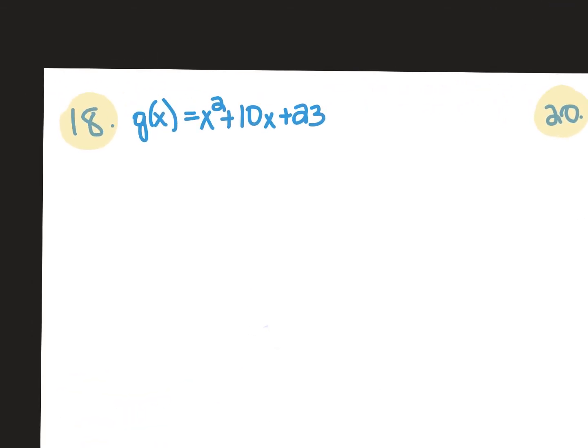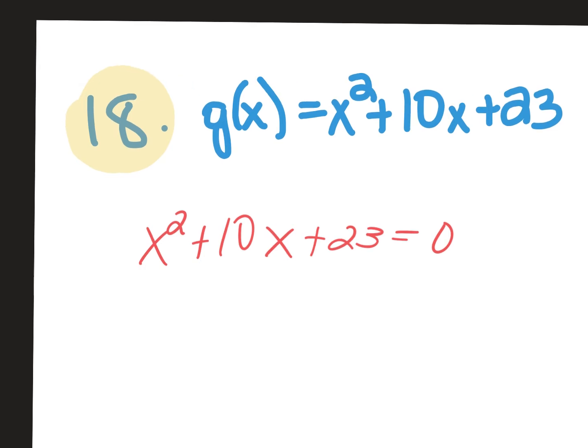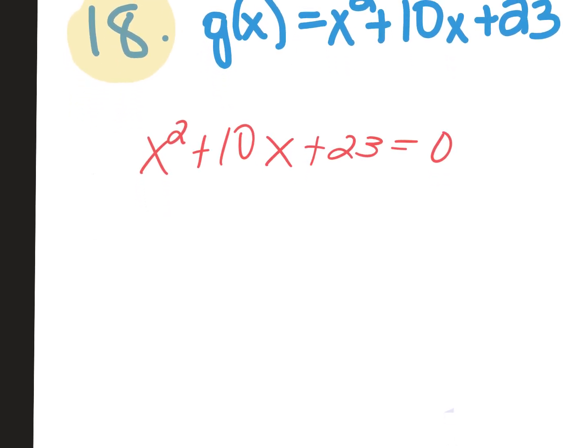If I look at number 18, the first thing it says to do is we're solving. So that means I want to say, okay, x squared plus 10x plus 23 equals 0, right? First thing we look for is a GCF. Is there a GCF here? No. How many answers should I have for this problem? 2. How do you know that? Because it's squared. Good. So this is a trinomial.